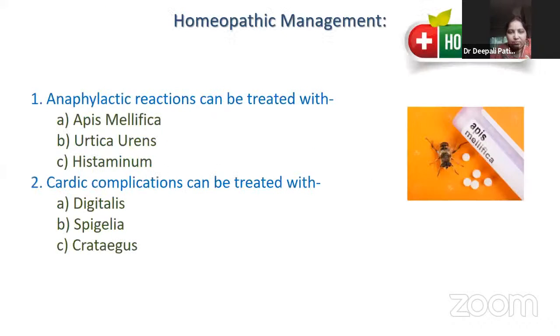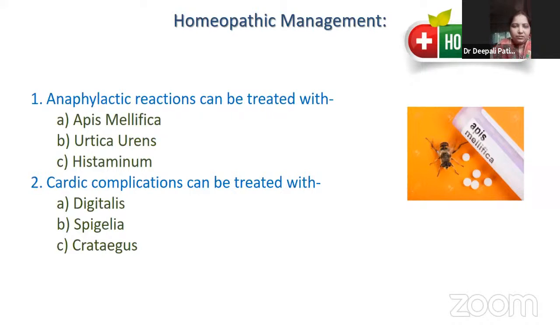Next, we will come to the last session of this topic, that is homeopathic management. If homeopathic remedies are given depending upon symptom similarity, along with the allopathic medications, they can prove beneficial to the patient. So we will see what different homeopathic remedies are beneficial to the patients of reaction of blood transfusion.